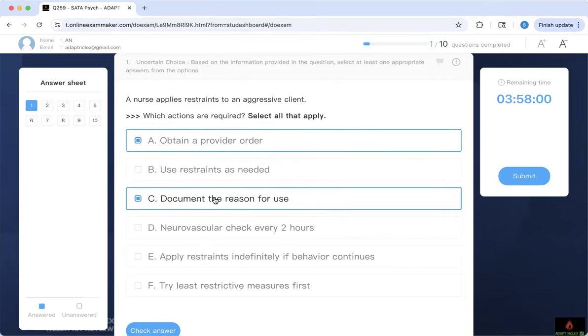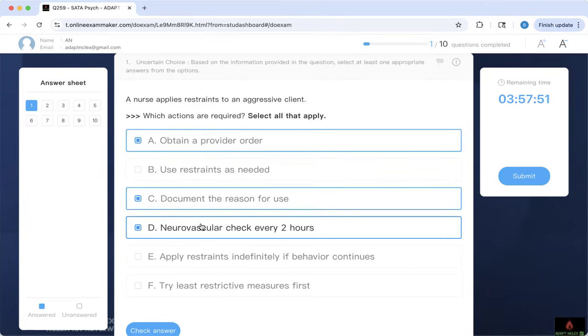You don't just leave it on. You have to remove it and do a neurovascular check every 2 hours. Make sure the patient is okay. If after 2 hours you don't need it, you take it off. But you have to check and make sure the patient is okay. You don't apply a restraint indefinitely. That's why you need an order. The doctor is going to tell you specifically how long you're going to use it.